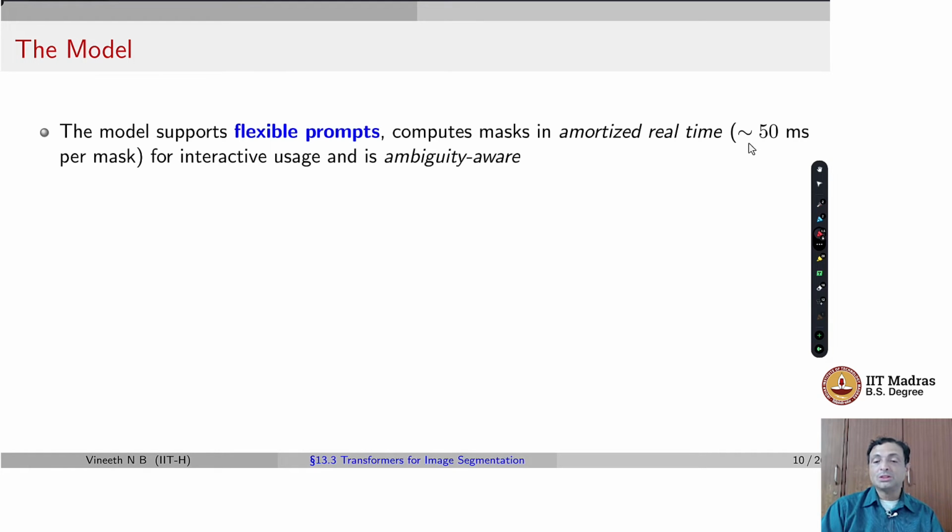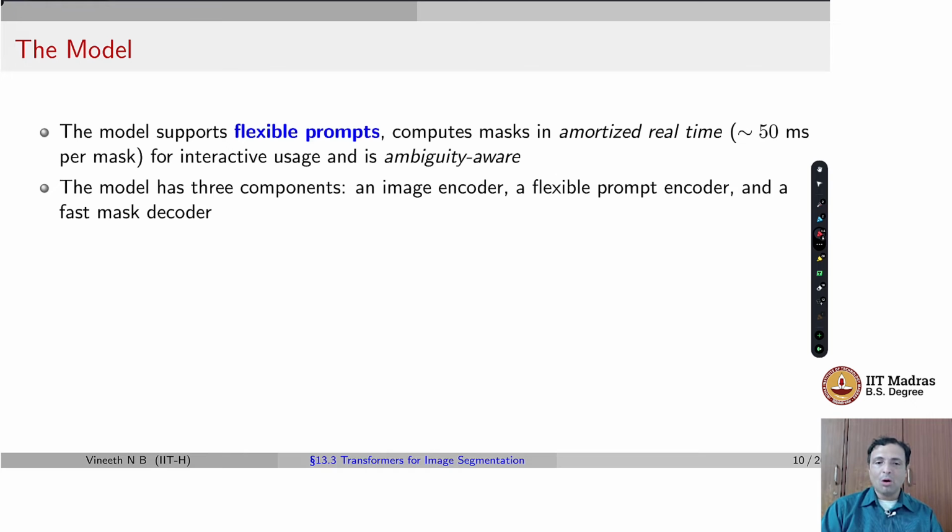For them, it was about 50 milliseconds per mask, which was fairly fast, and is also ambiguity aware, which means that even if you gave a mask that could refer to multiple objects in the image, it should pick at least one of the objects and return. For example, if there are multiple cats and you gave a text prompt as a cat in the image, it should mark any one cat in the image as the output.